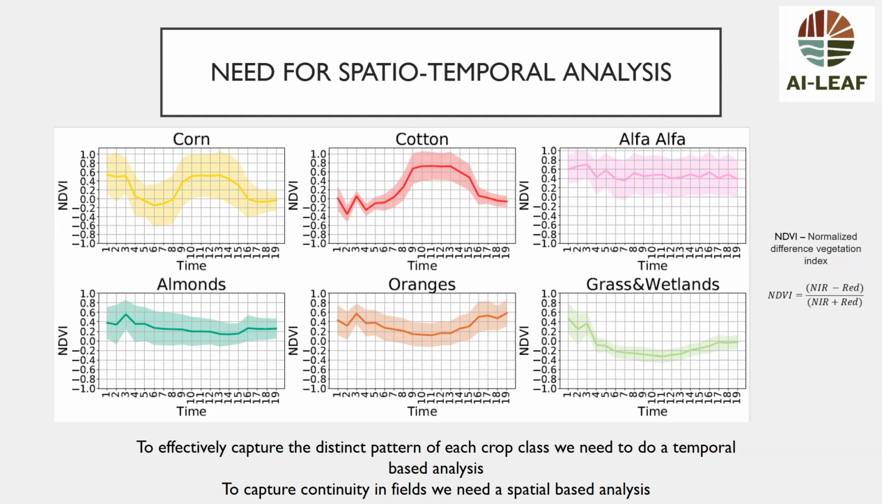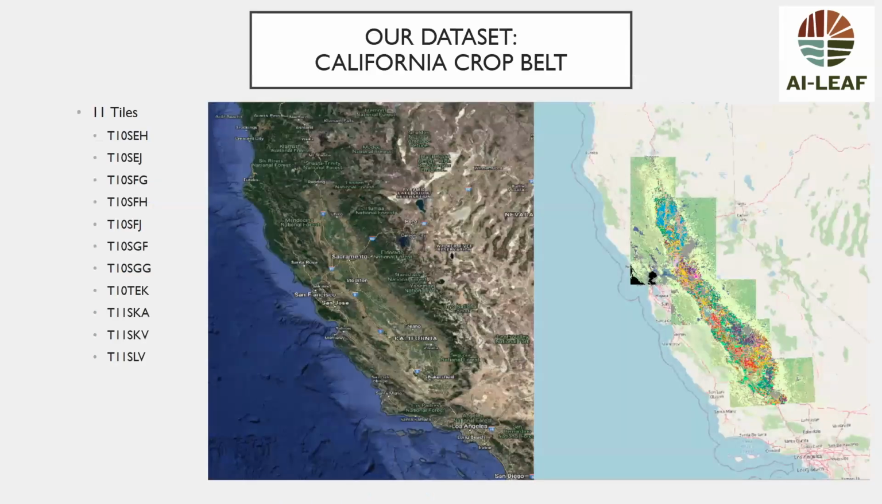So we designed an algorithm which takes into account both this space and time, and we called it STAT, spatiotemporal attention. That's what we call it. But yeah, it's a CNN-based method which uses both space and time to give a particular output. Now, to test our methodology, we chose to look at a region in California.